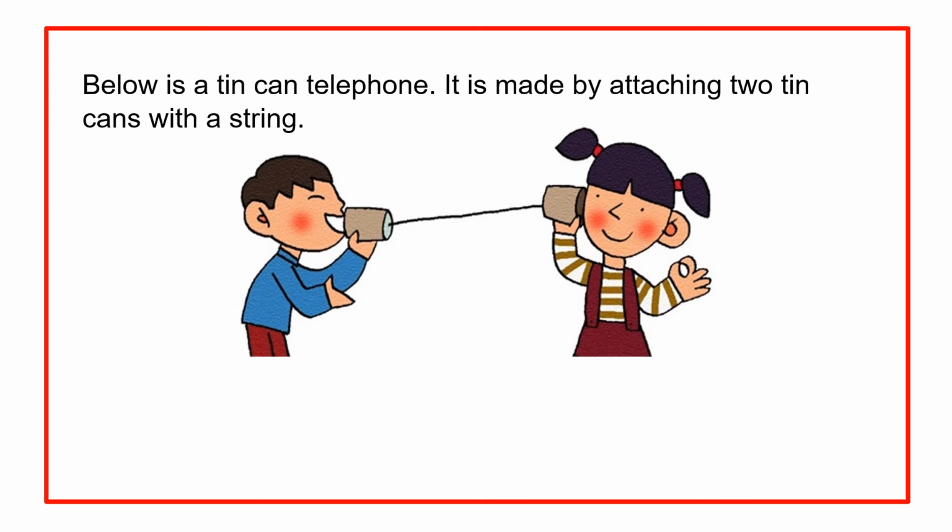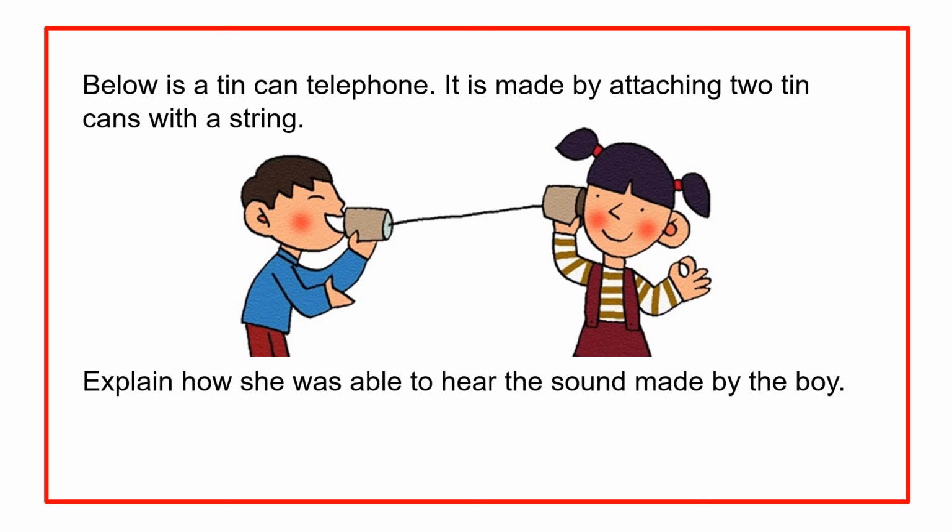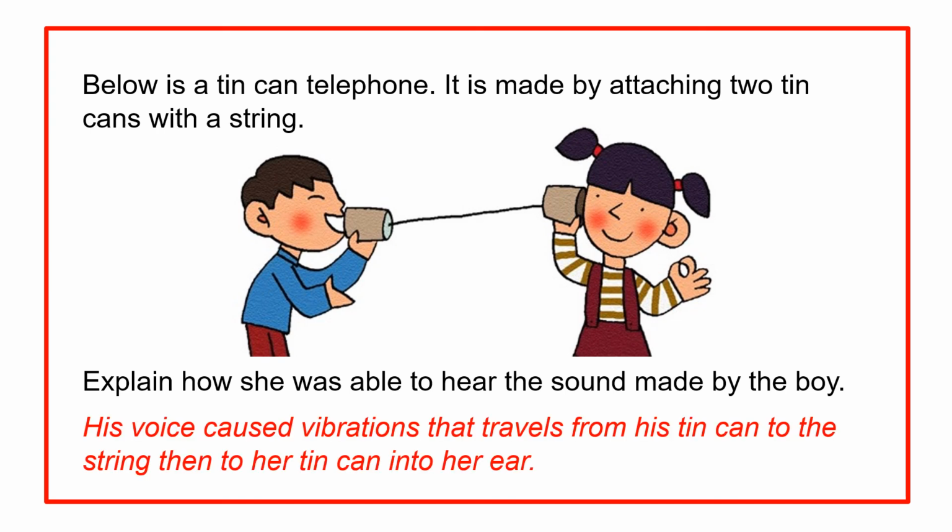Application. Below is a tin can telephone. It is made by attaching two tin cans with a string. Explain how she was able to hear the sound made by the boy. What do you think is the answer? His voice caused vibrations that travel from his tin can to the string, then to her tin can into her ear. So that is how she was able to hear the sound.